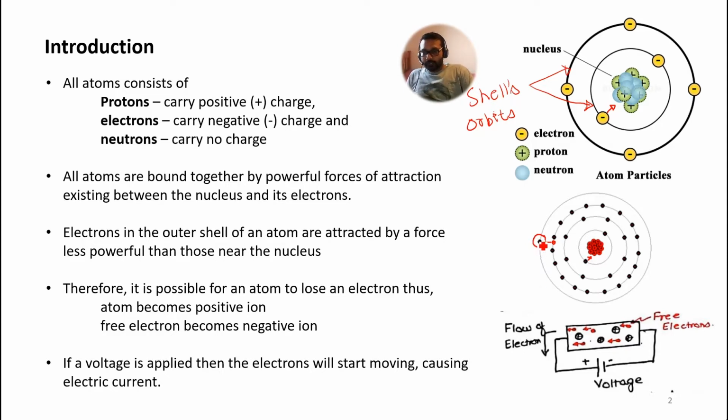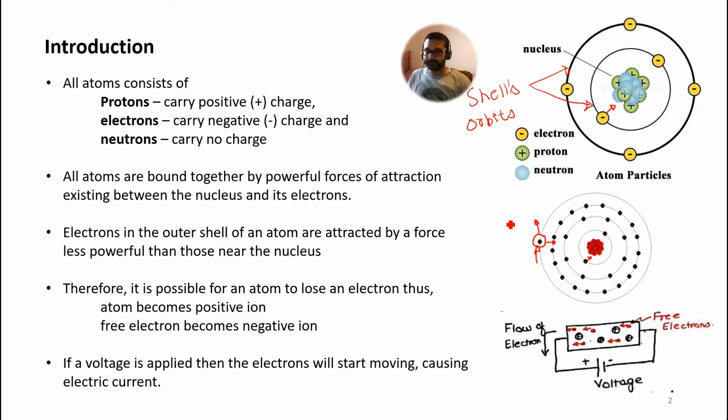So if we apply some kind of force or some kind of external agitation, maybe heat or something, right? If we provide a little bit of energy, what would happen to the electrons in the outermost shell is you could knock them out, or you could just pull out an electron from the outermost shell of an atom.